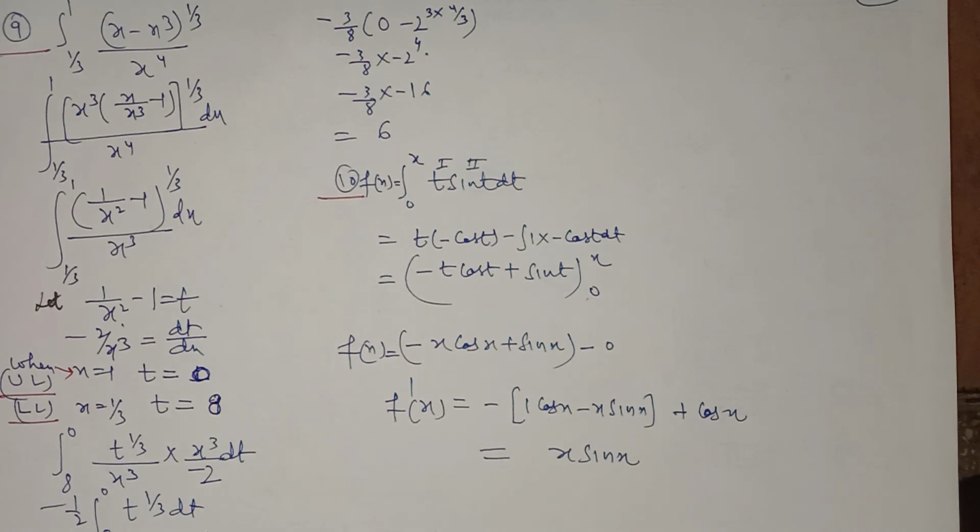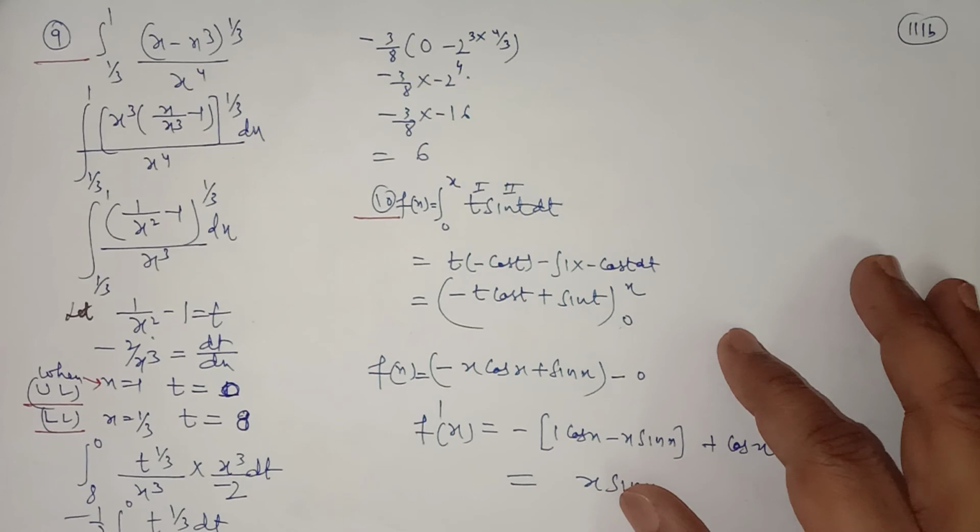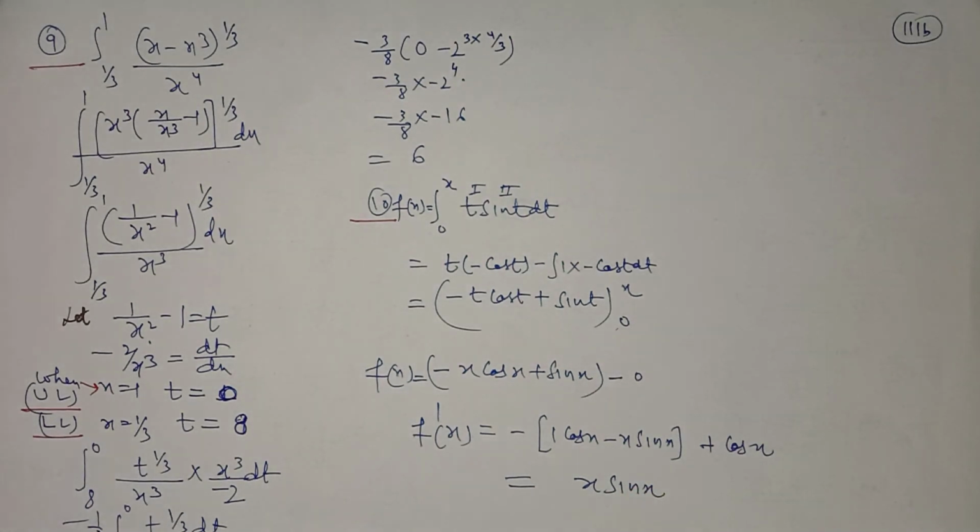So this is the completion of the definite integrals of exercise 7.10, which is based on the definite integral by integration by substitution, in which you have to change the lower limit and upper limit from one variable to another variable. We'll discuss the remaining in the next exercise. Thank you.